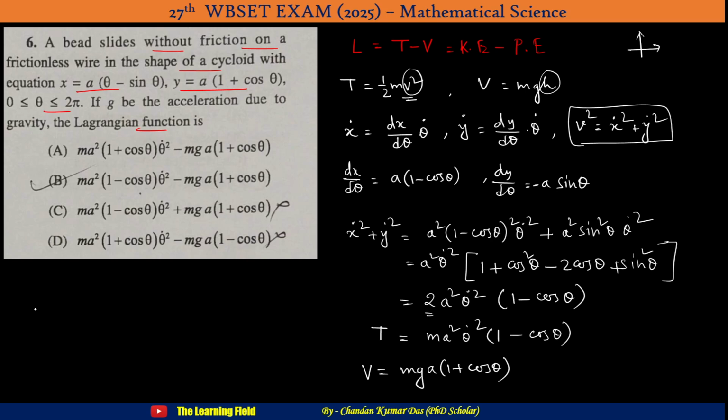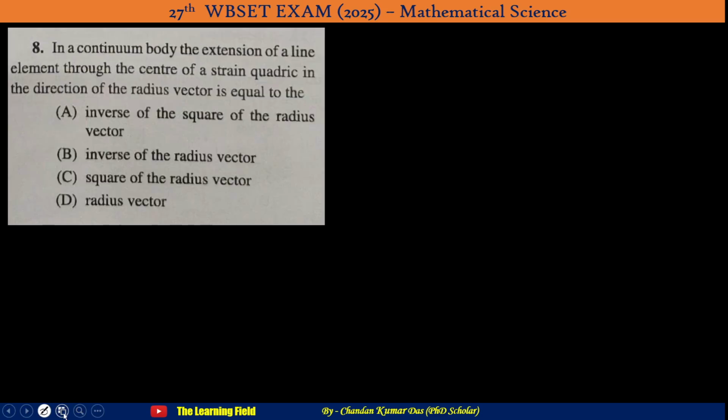So this is V. Therefore L equals T minus V, that is m a square theta dot square (1 minus cos theta) minus m g a (1 plus cos theta). Which option gives our answer? Option B, yes. Fine, so this is the answer of this question. Next question, this one.